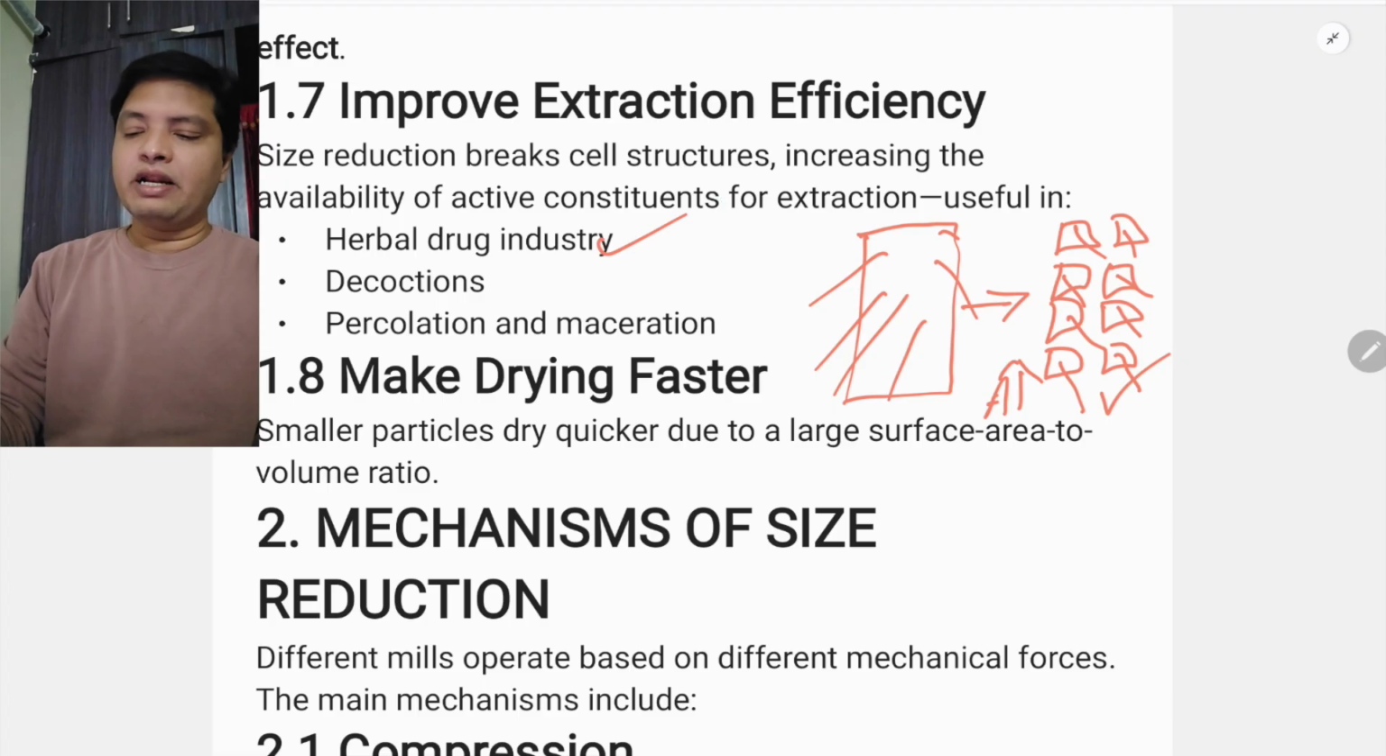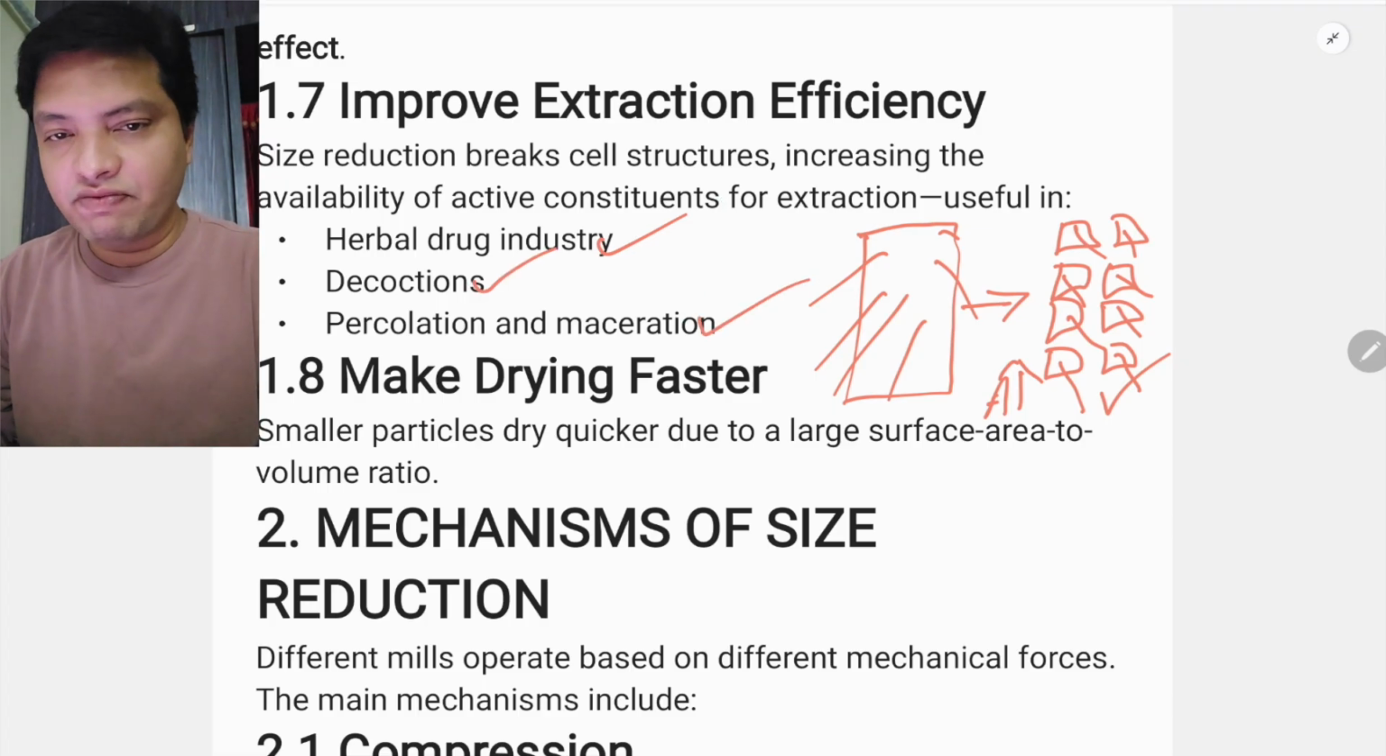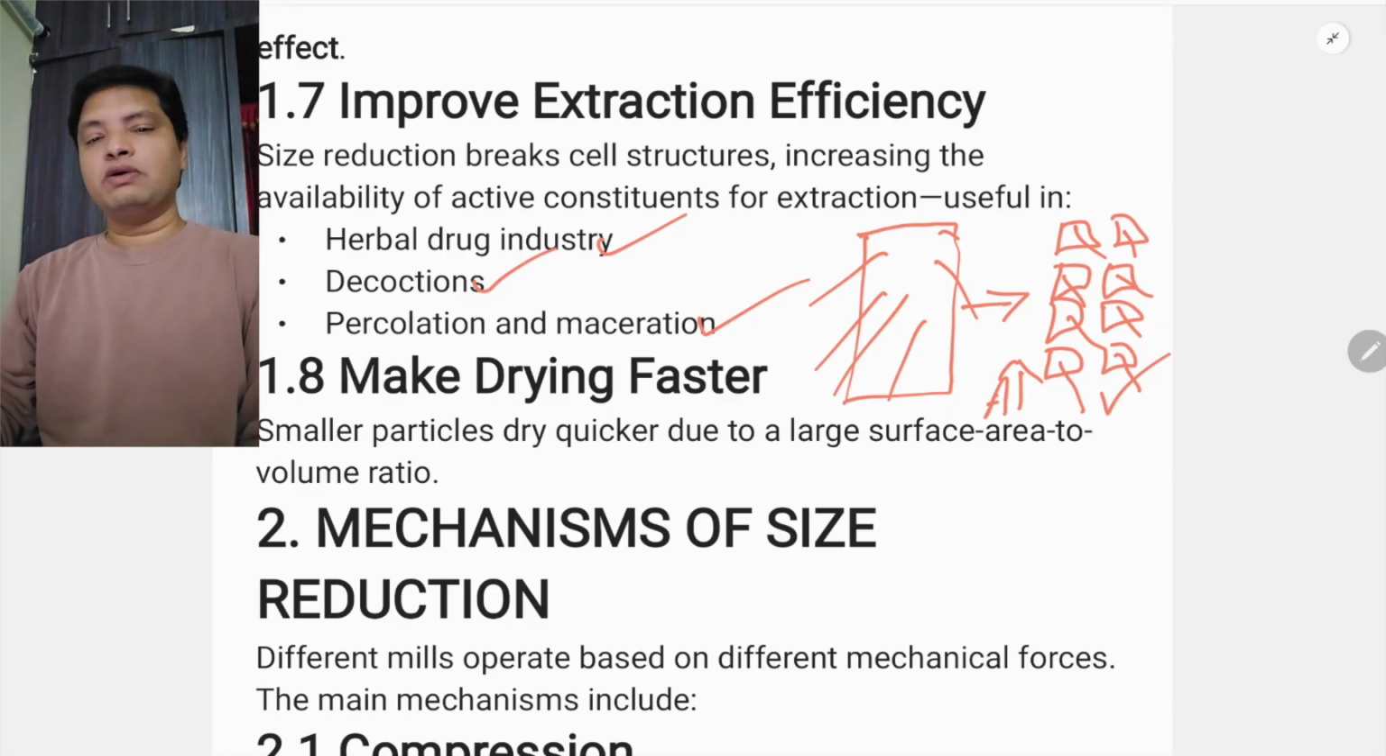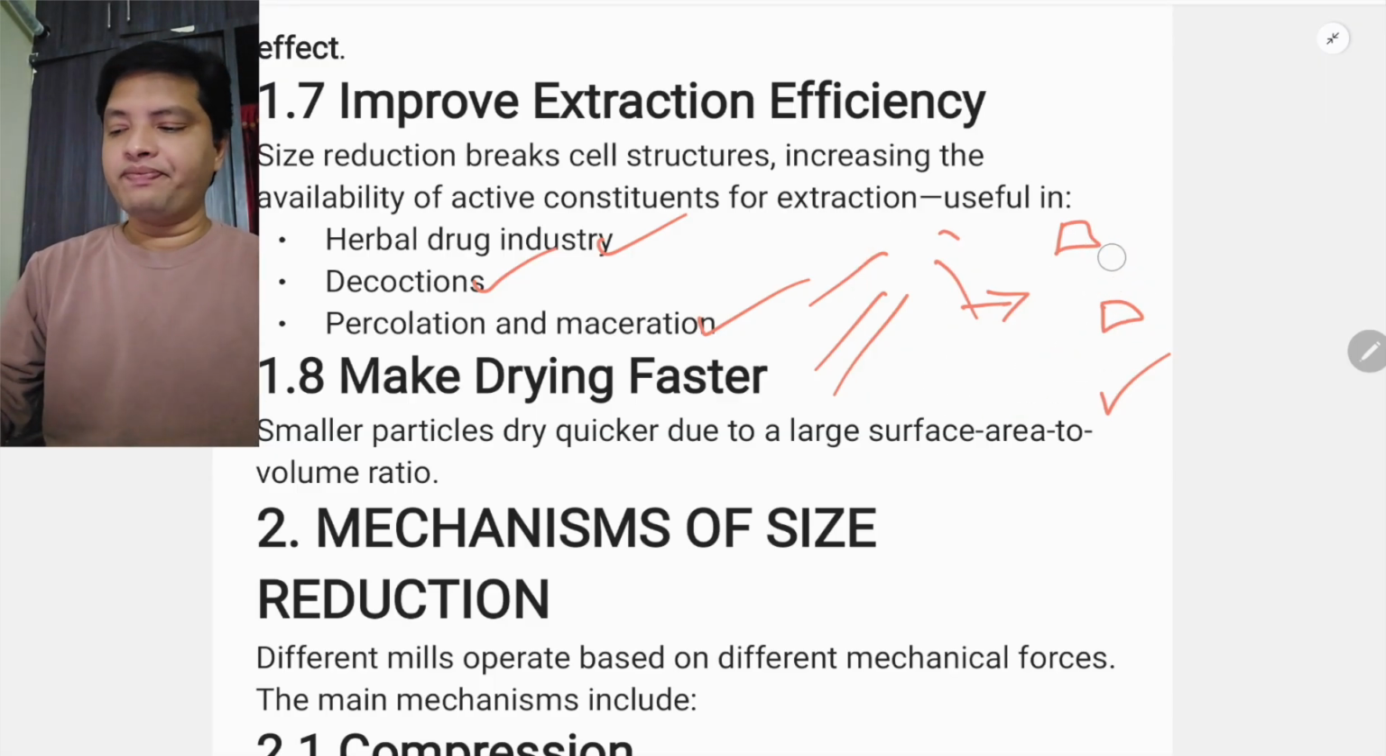So it is used in the herbal industry: decoction preparation, percolation and maceration, these are the things which you are going to study in pharmacognosy.